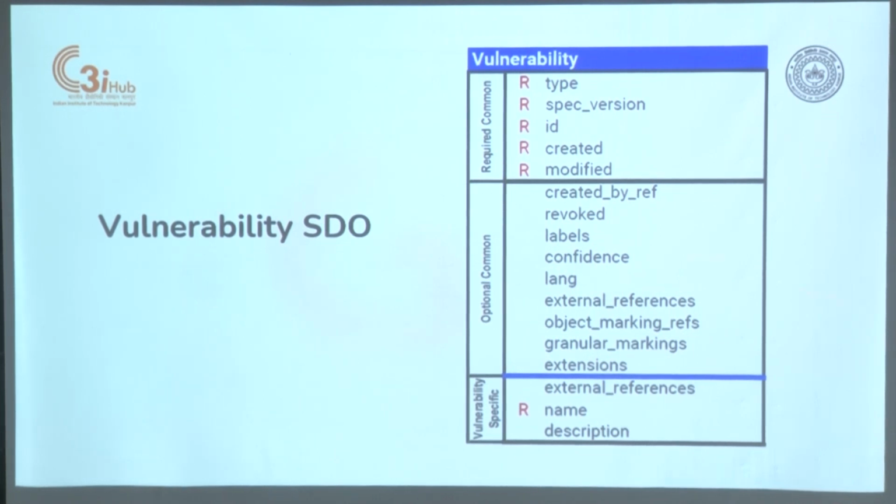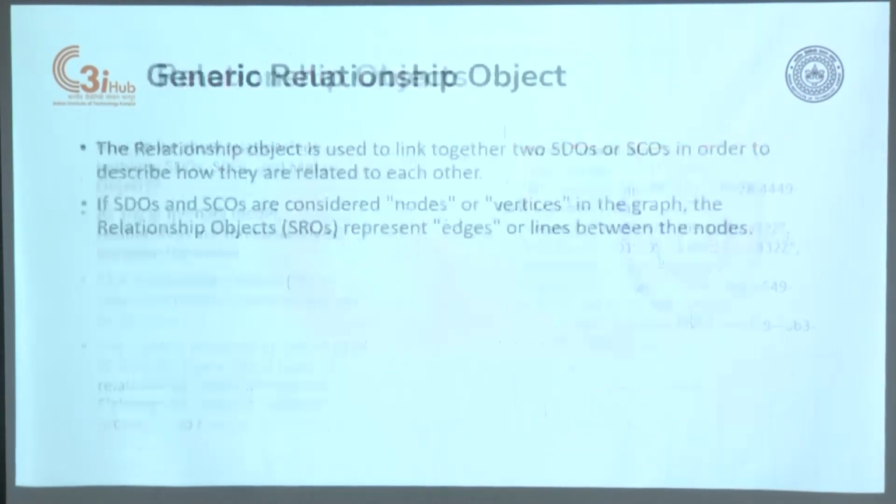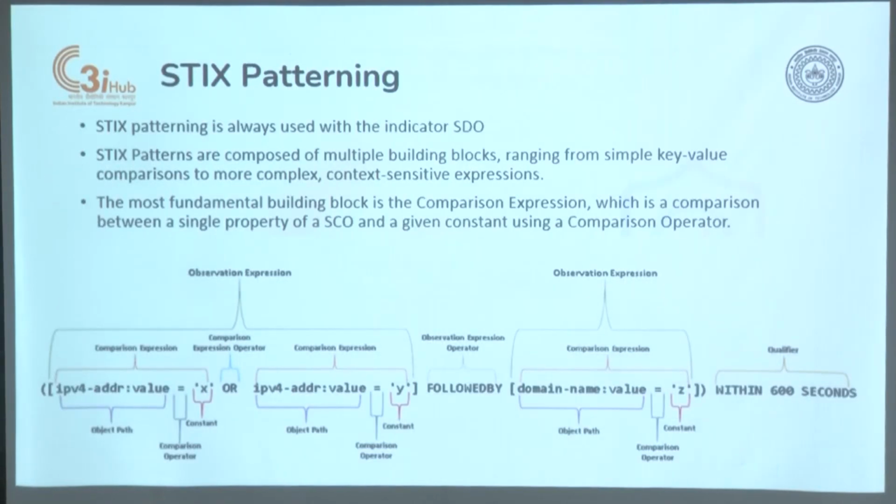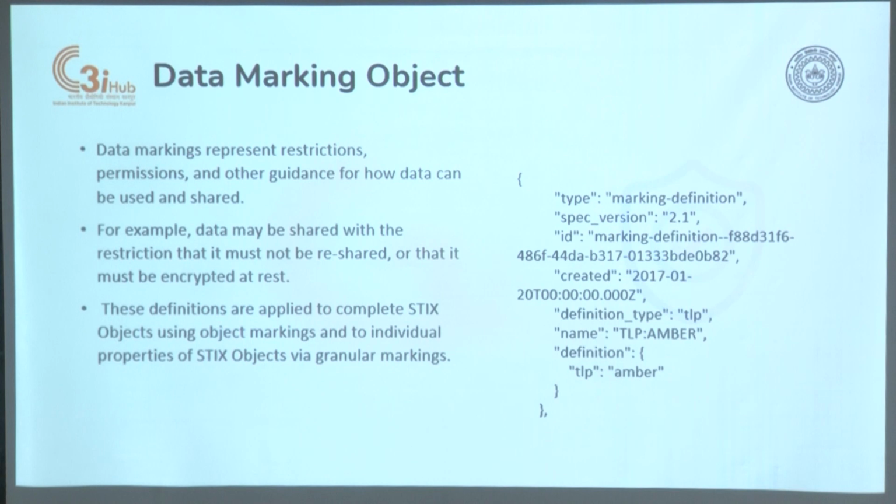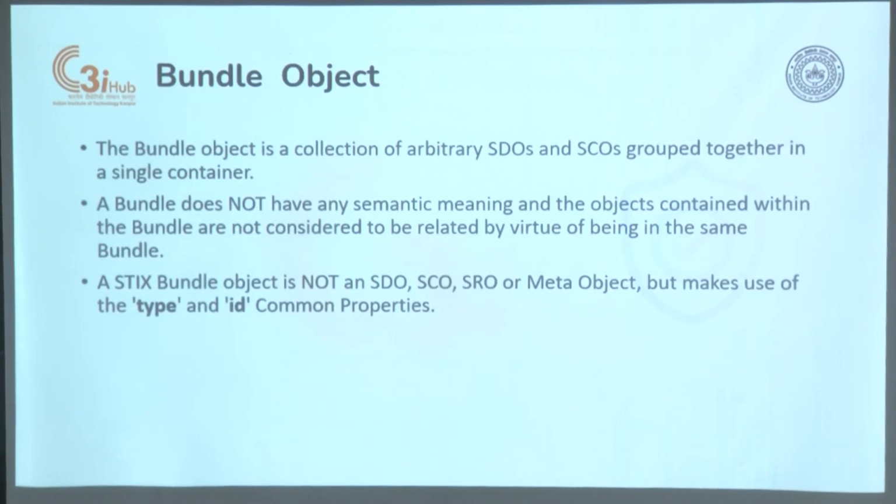Now, this marking information is not directly in the object, but it is in a separate meta object called the data marking object, and then you will be relating this data marking object to the actual object. You will create a data marking object like this, and then you will say that this particular SDO or this particular report or this particular note has this marking. Based on the marking, the automated tools will then decide whether to forward it or whether to suppress it, and so on and so forth.